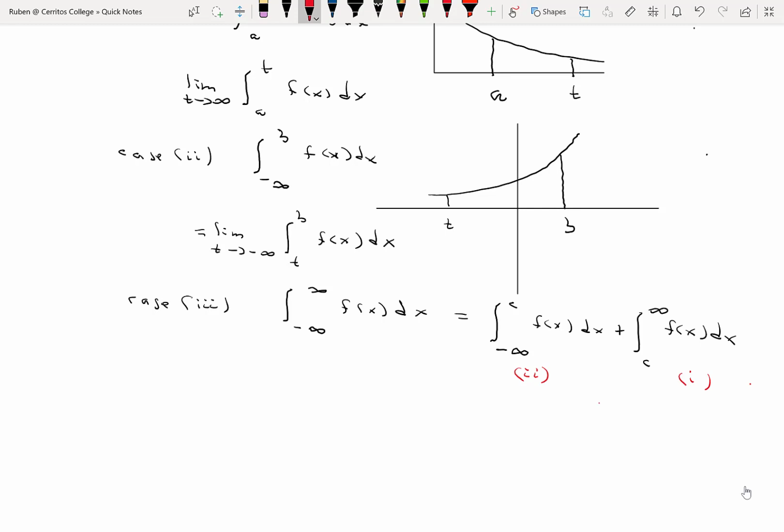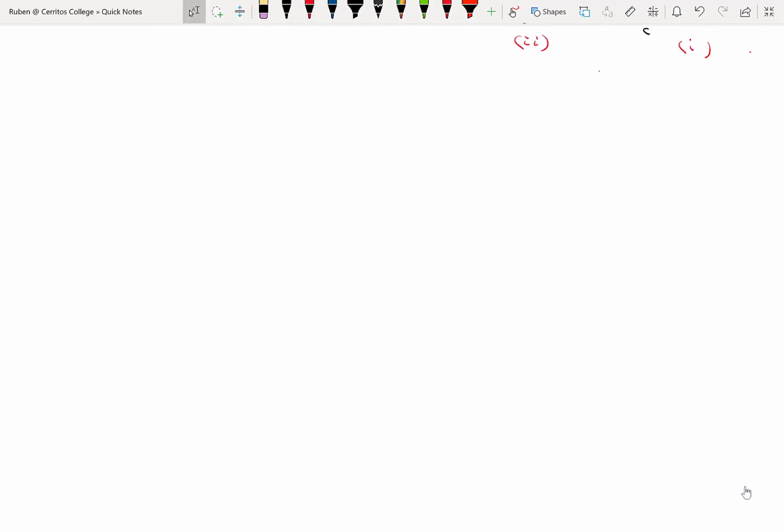The upper limit's infinity or the lower limit's infinity. If both limits are infinity, break up the integral into two integrals and evaluate each of those integrals separately, or determine whether they converge or diverge separately. Okay, so let's take a look at another example.